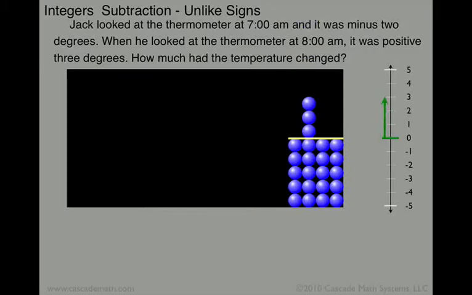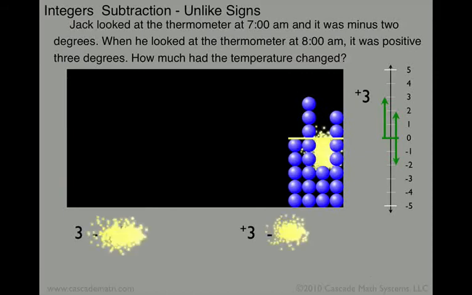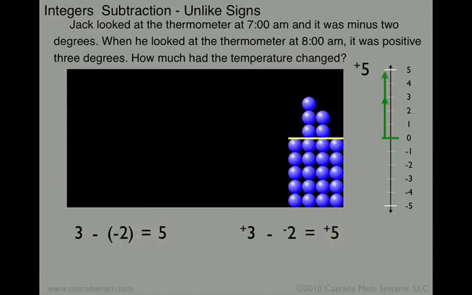Since subtraction means to take away, I had to take away 2 negatives. I didn't have 2 negatives to take away, so I needed to use my knowledge of 0 to make them. Positive 1, negative 1. Positive 2, negative 2. I now had 2 negatives that I could subtract or take away. Positive 3 minus negative 2 equals positive 5. The temperature had changed 5 degrees.